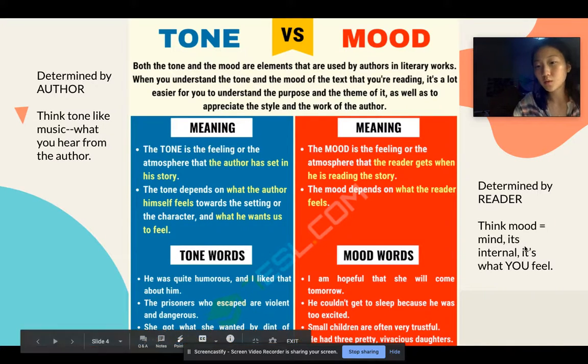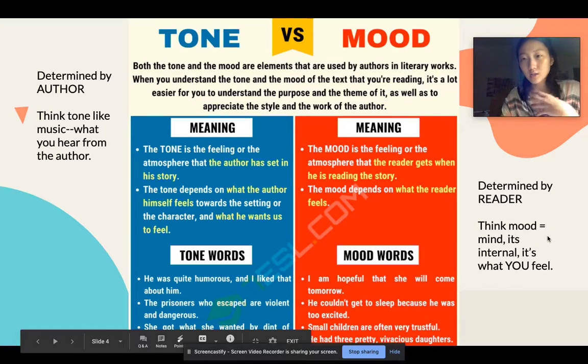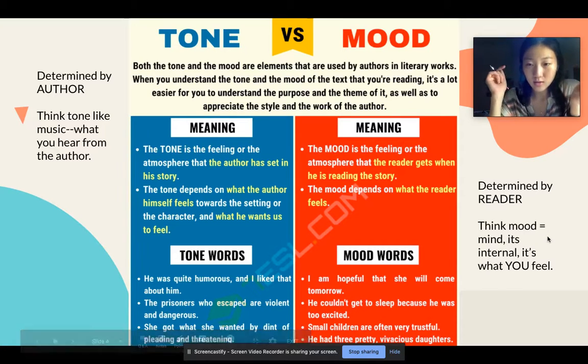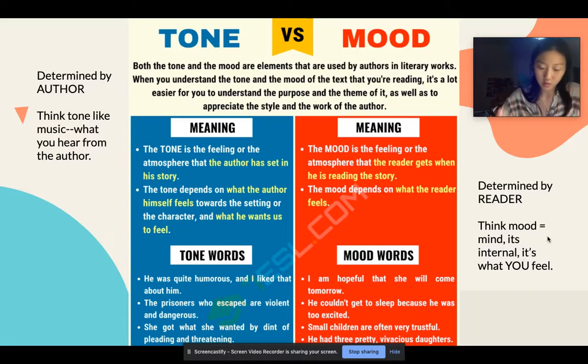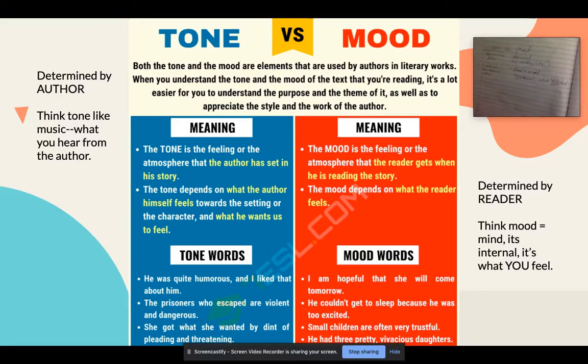So think mood equals mind. So that's internal, right? Your mind is in your head. So it's what you feel, okay? So mood equals mind is what I'm writing down. And then I'm going to draw an arrow and say internal, comma, what you, writing that in all caps, feel. Okay? So, right, so that's what that looks like.